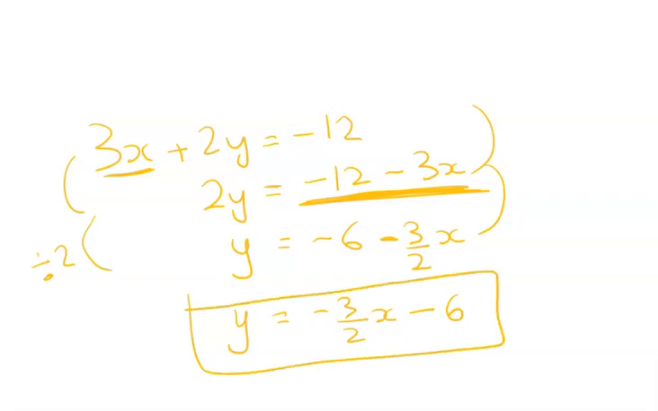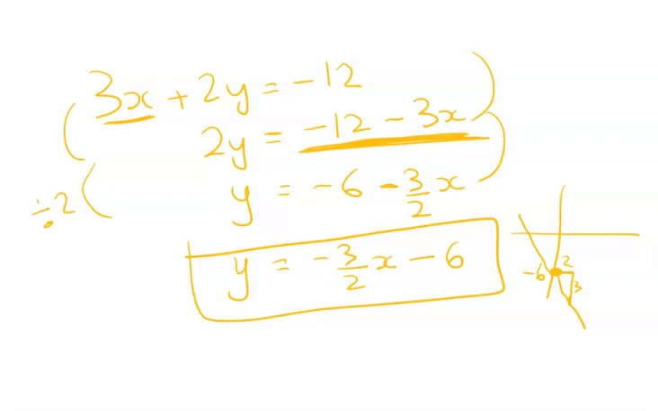Okay, so that's one way to do that. And that's going to give me a y-intercept down here of -6, and then a gradient, quite a steep negative gradient of out 2, down 3. Right, out 2, down 3, and so on like that. But I'm going to quickly just show you how to do that with the cover-up method as well.